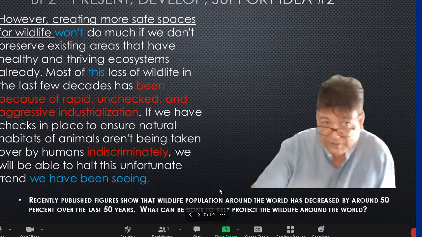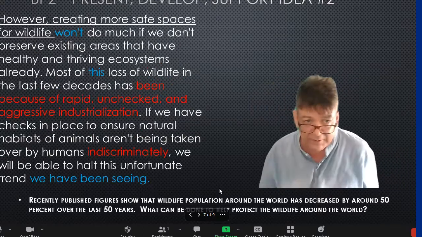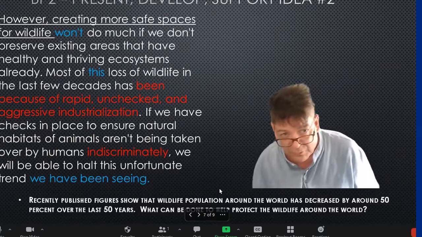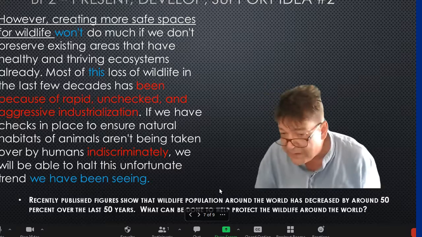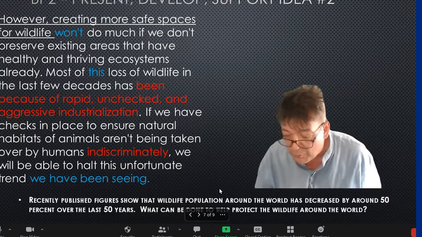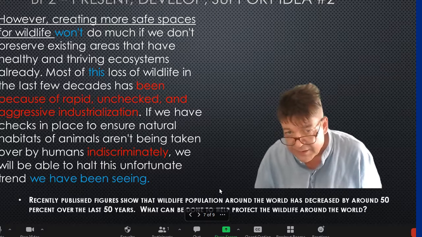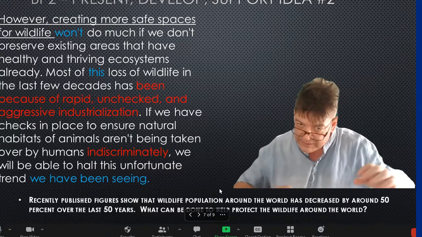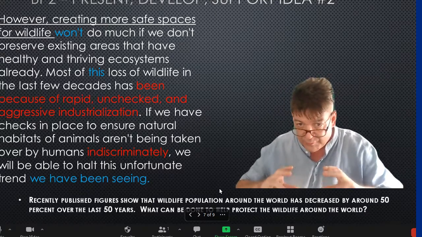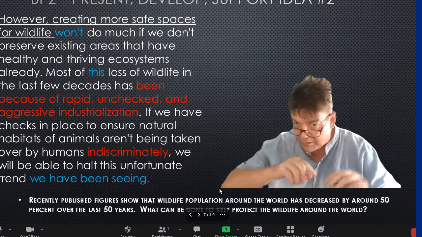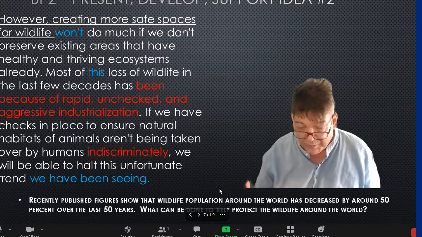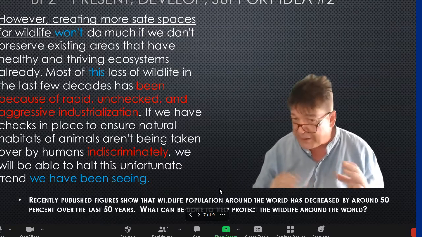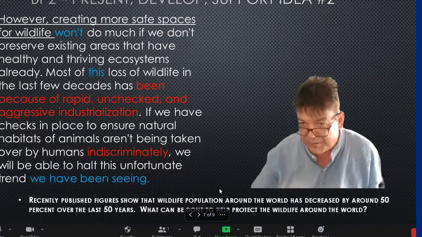"However, creating more safe spaces for wildlife won't do much if we don't preserve existing areas that have healthy and thriving ecosystems already." Okay, it's a bit of a wordy sentence, but what I really like here, and I've underlined, is the way that you have connected the beginning of BP2 with the end of BP1. And you've used the idea, "However, creating more spaces won't be enough." That's excellent cohesion. It's a natural connection between the two.